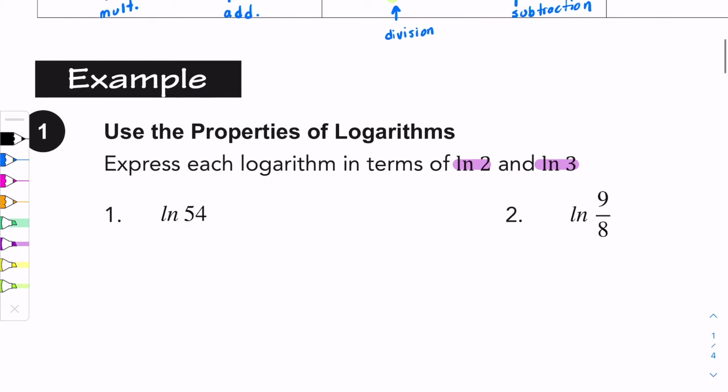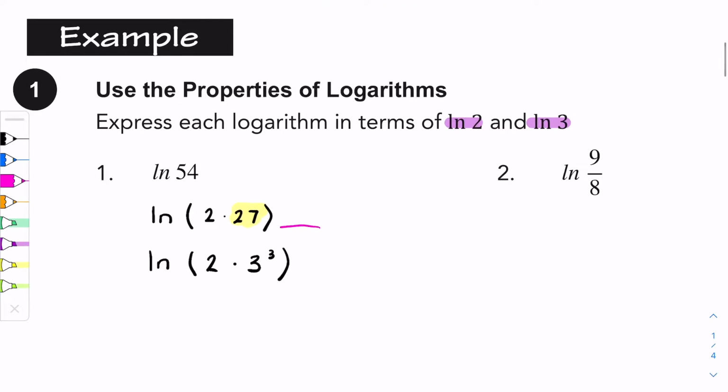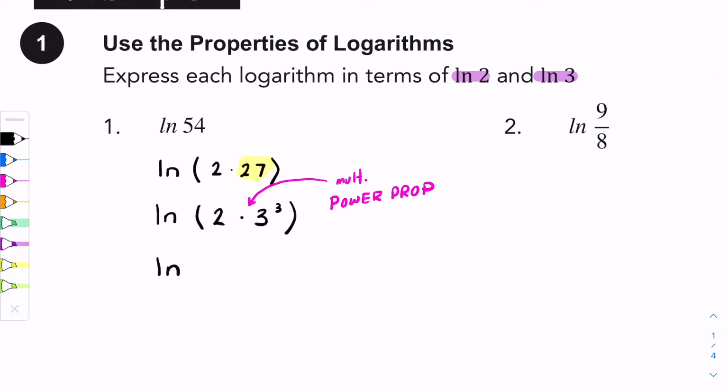So just to get us started, I'm going to break 54 down to 2 times 27. And from there, I'm going to recognize that 27 can actually go a little bit further, and we can write that as 3 cubed. At this point, I recognize that I have an argument that's multiplied together. So if you're multiplying the argument, then you can use the product property, which indicates that you can expand your logarithm using addition. So I'm going to write this as ln2 plus ln of 3 cubed.